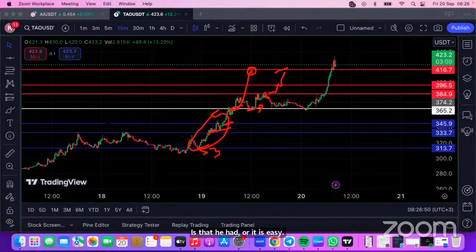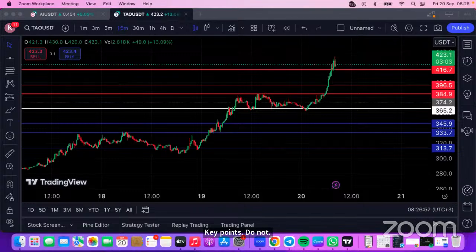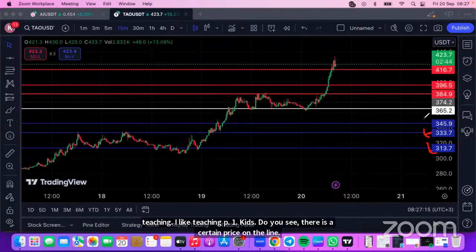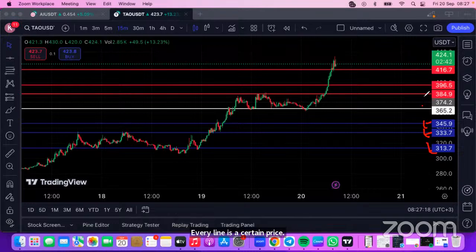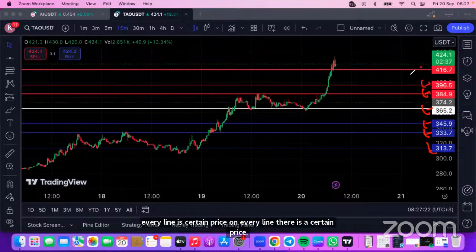Now, key points to note. Can you note that on every line, there is a certain price on that line? When I'm teaching, I'm like teaching P1 kids. Do you see there is a certain price on the line? On every line, there's a certain price.